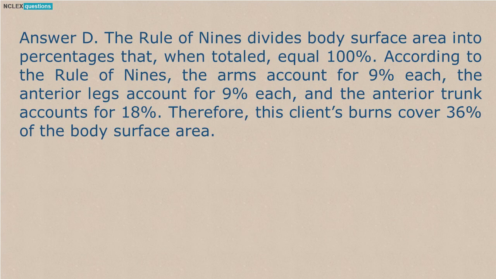Answer D. The rule of nines divides body surface area into percentages that, when totaled, equal 100%. According to the rule of nines, the arms account for 9% each, the anterior legs account for 9% each, and the anterior trunk accounts for 18%. Therefore, this client's burns cover 36% of the body surface area.